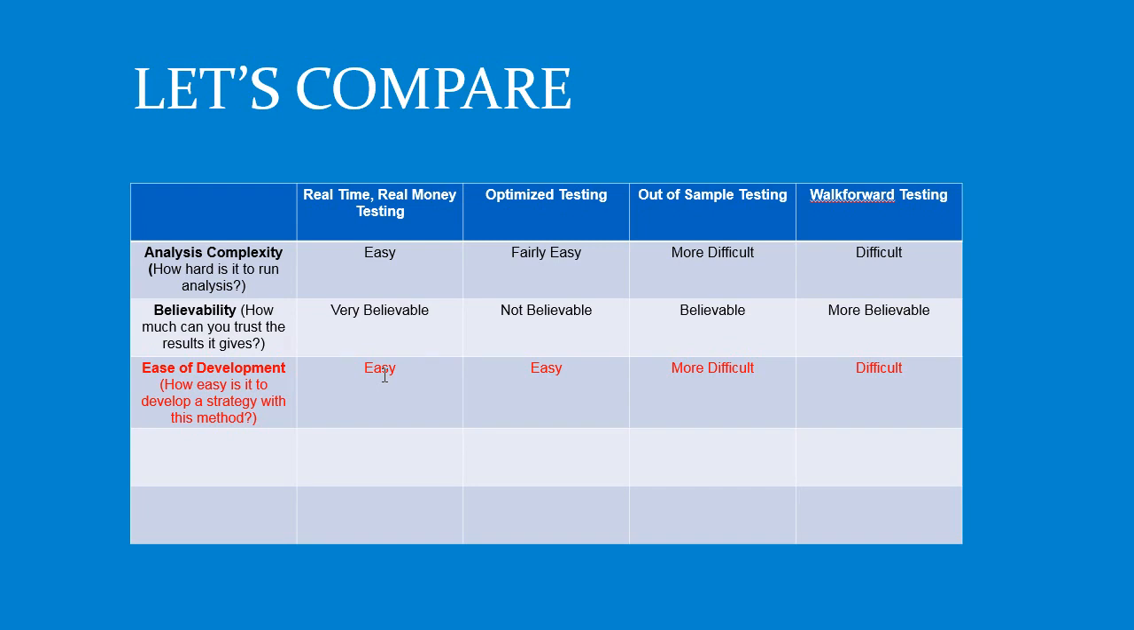You can take a whole bunch of rules, optimize them like crazy, and get really nice looking results. Don't mean much, but it'll tell you this strategy has performed marvelously in the past. A lot of people fall for that. Then out of sample's more difficult, and then Walkforward's the hardest of those four methods. It is not easy to pass a Walkforward test and to pass the criteria we use in the strategy factory. But it is possible.